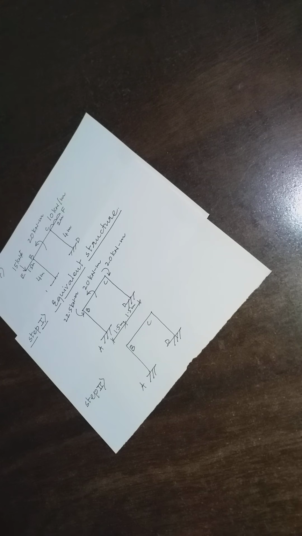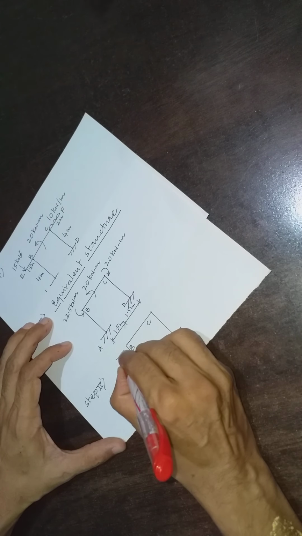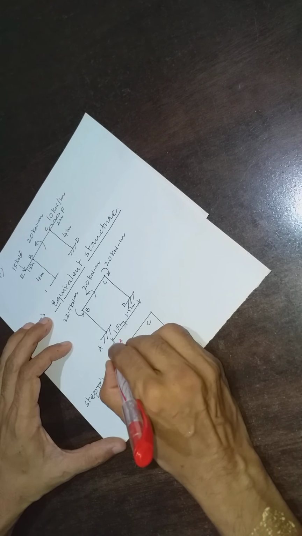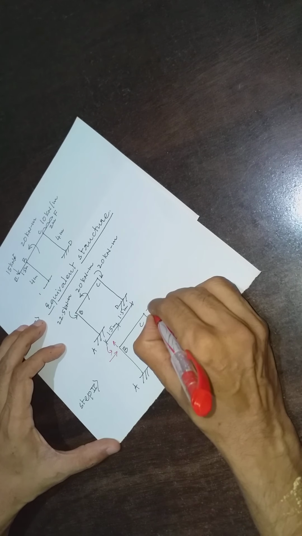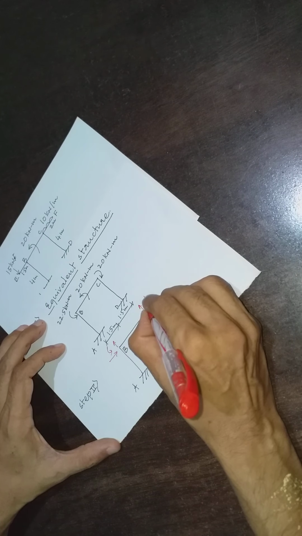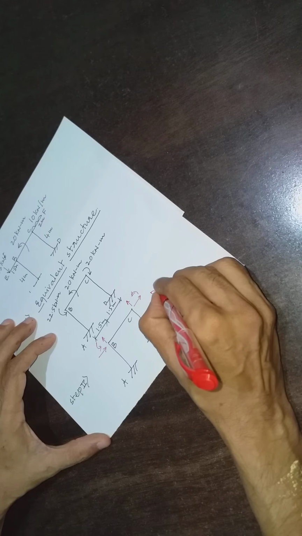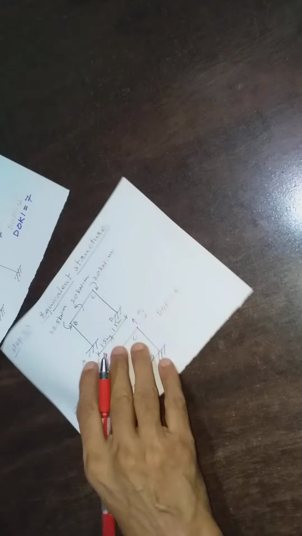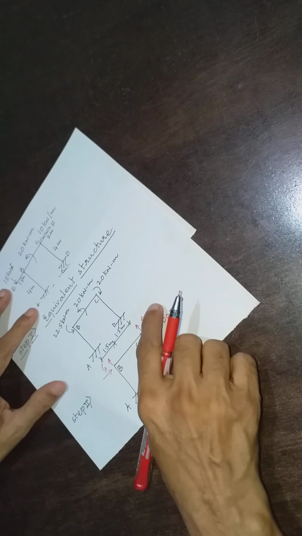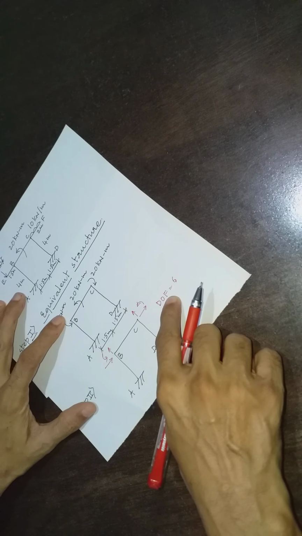For A, there is no degree of freedom because it is fixed. For B, the degree of freedom is 3. For C, the degree of freedom is 3. So my degree of freedom in my original structure was 12. Now, which has reduced in my equivalent structure, is equal to 6.